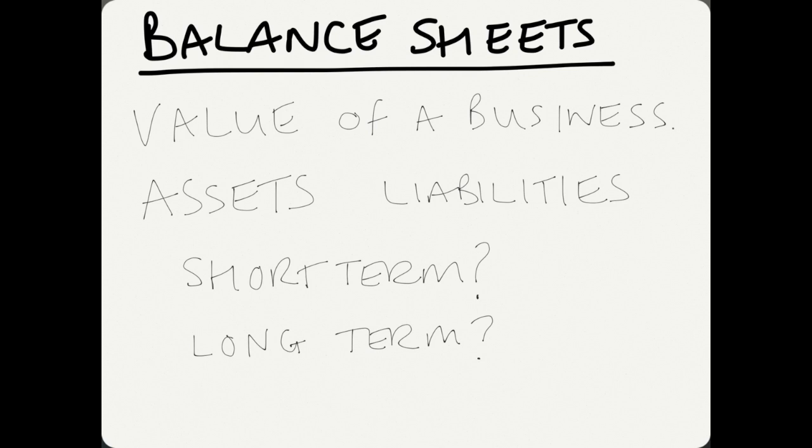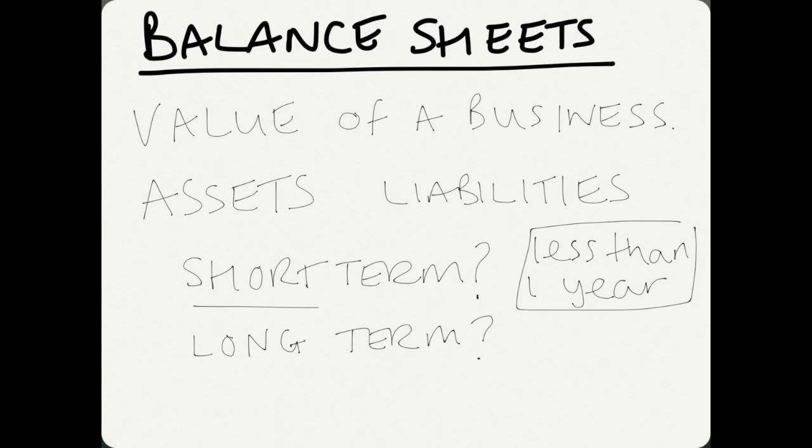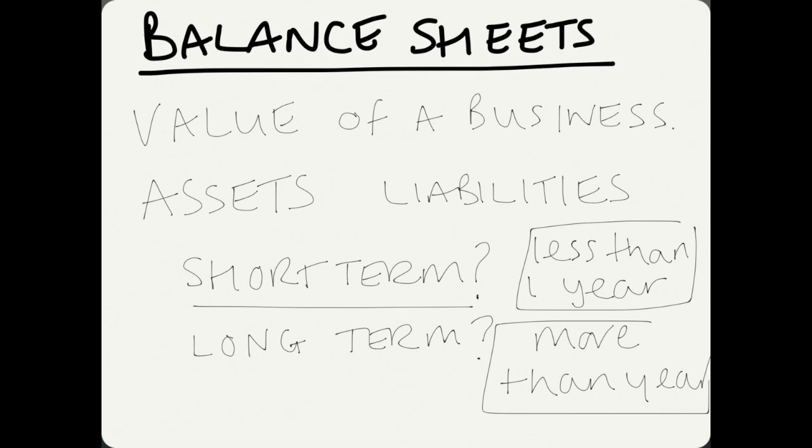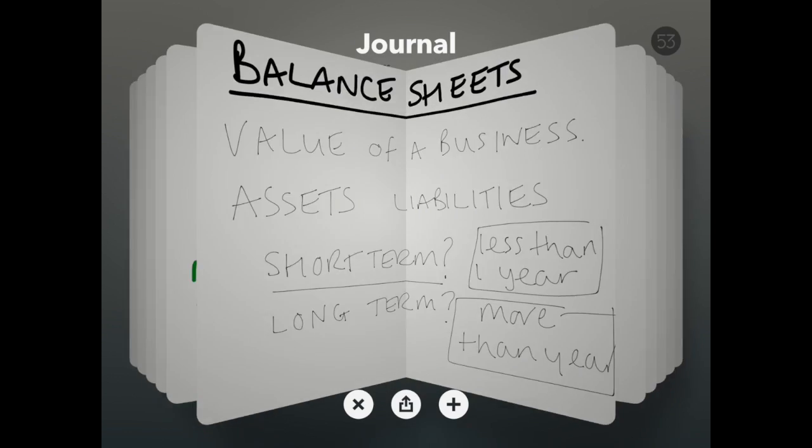When we're talking about short term or current assets and liabilities, we're talking less than 1 year. So are these things going to change in less than 1 year? If so, they're short term and we call them current. If they won't change in the short term and they will last more than 1 year, we say they are long term liabilities or fixed assets.